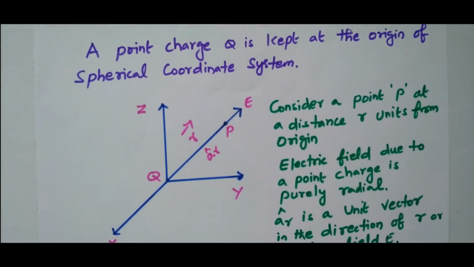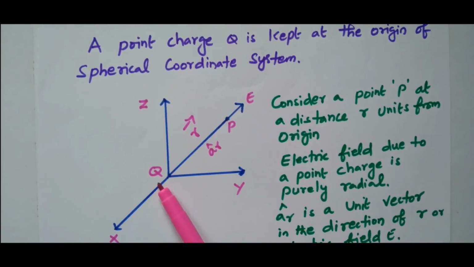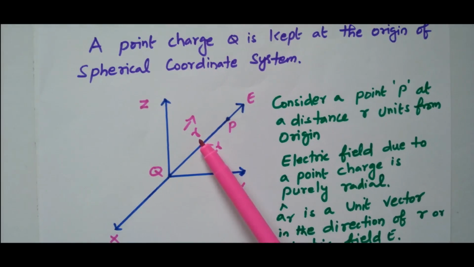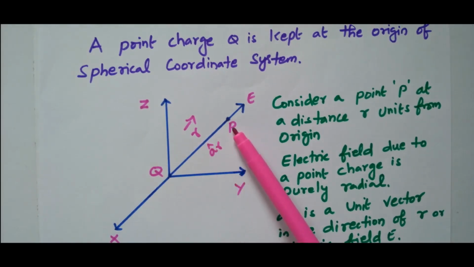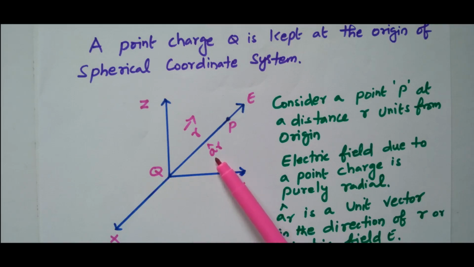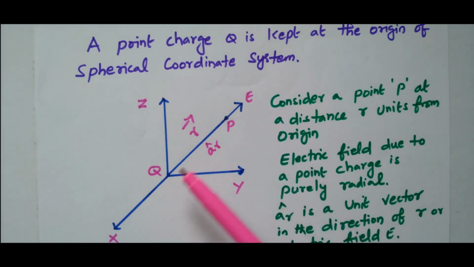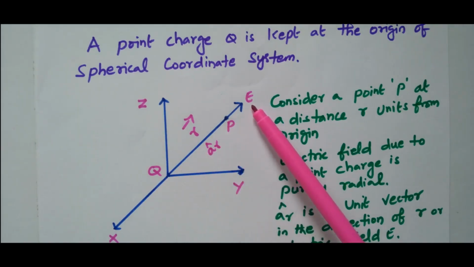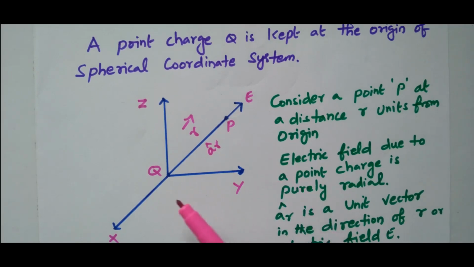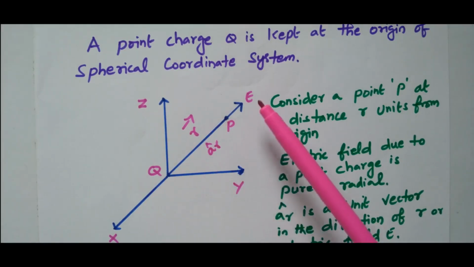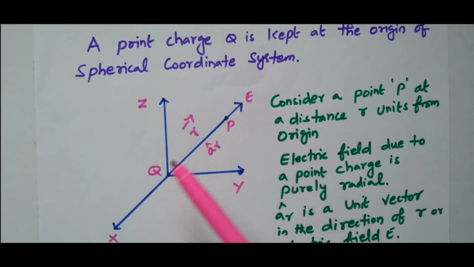Let us consider this diagram. The point charge is placed at the origin. So charge Q is placed at the origin. The point P is located at a distance r meter. AR is the unit vector. So this is the electric field intensity. Due to the charge, at point P the electric field intensity is created. So the charge is placed at the origin, point P is located at a distance r meter, AR is the unit vector, and E is the electric field intensity at point P due to the charge Q.